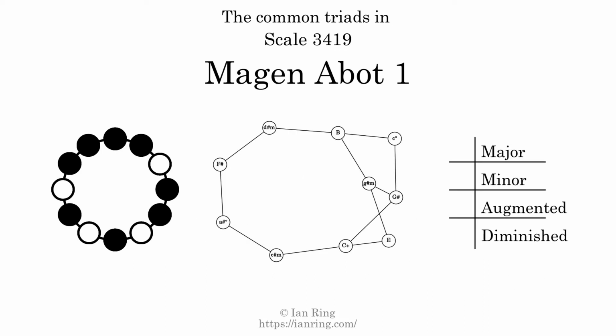11010101111. Here are the common triads present in this scale. The diagram in the center is a graph of parsimonious voice leading between triads. There are 4 major triads. There are 3 minor triads. There is 1 augmented triad. There are 2 diminished triads. Here is a Hamiltonian path of parsimonious voice leading that uses all the triads.